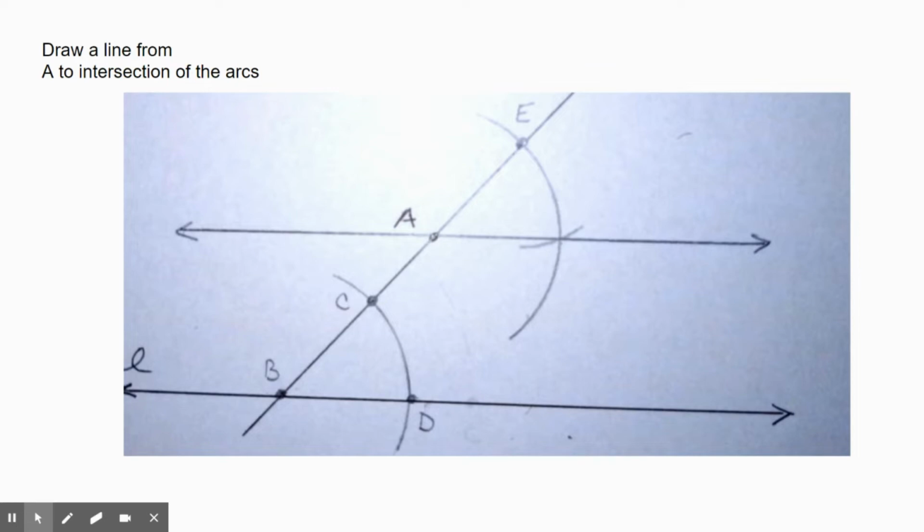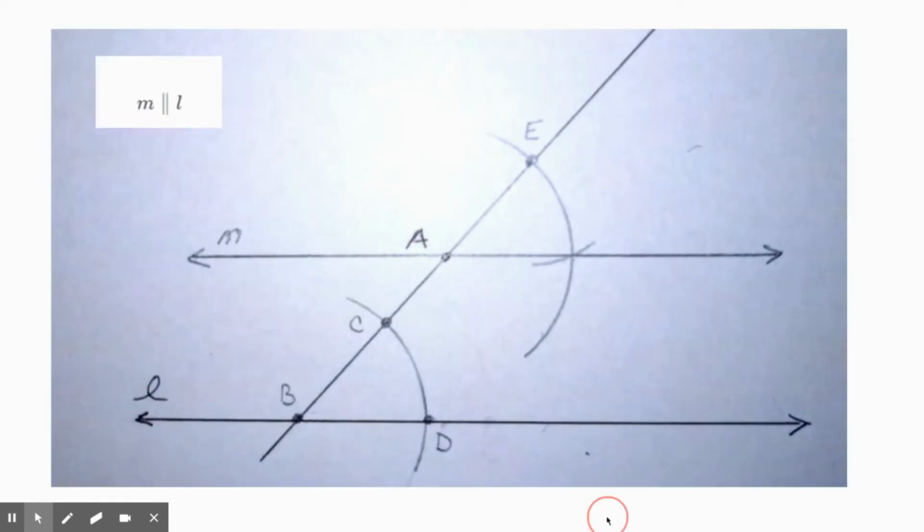Once you have the intersection of the top two arcs, then you can draw a line through point A, and now you have two parallel lines. I've labeled it M, and we can say line M is parallel to line L.